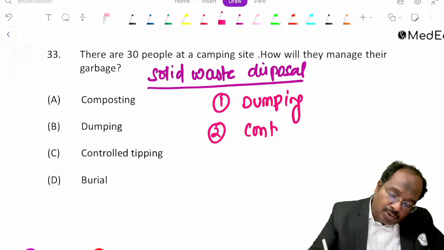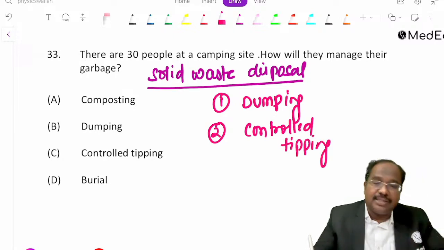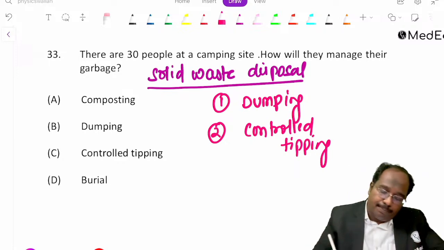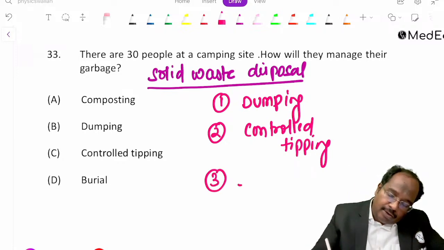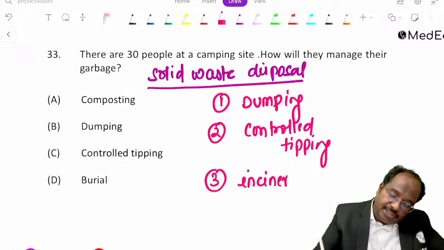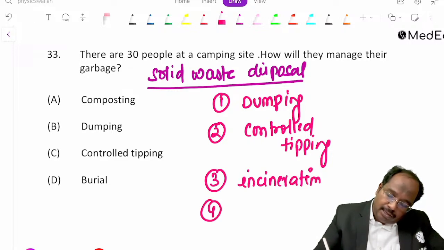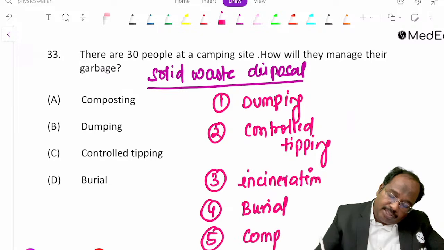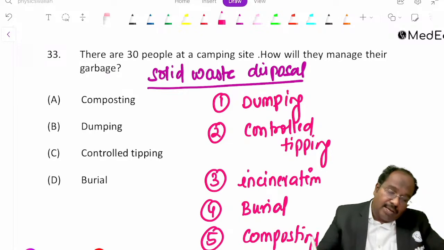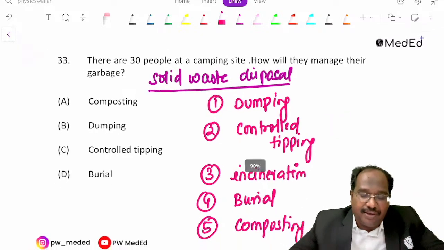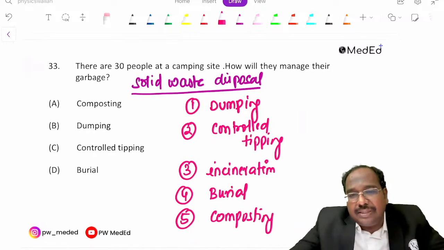Second is controlled tipping. Third is incineration. Fourth is burial. And fifth is composting. These are the various methods of solid waste disposal.